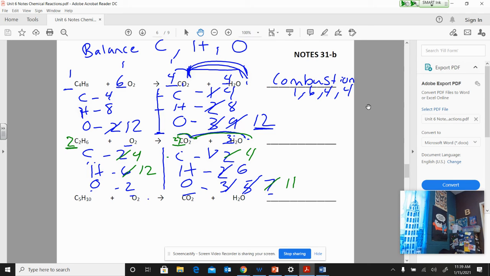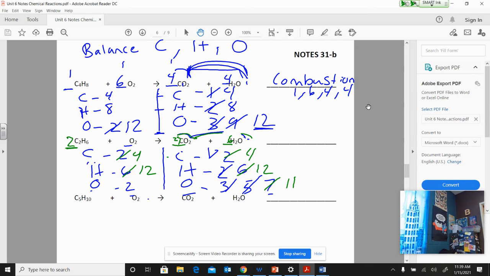Okay, so now we have 11 over here. All right, now let's see if I can fix my hydrogen. So my hydrogen over here is a 12 now, so 6 over here. Okay, so now that 3 is not going to work. So what can I multiply by 2 that gives me a 12? Well, 6. So 6 times 2 is 12.